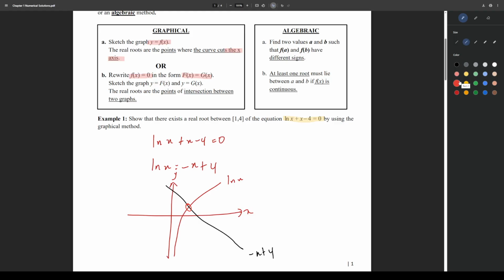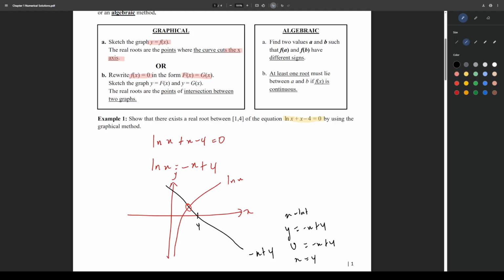Intersection tu lah tempat dia solution, the solution for the equation. Equation kamu cari ni, ln x plus x minus 4. Okay. So kamu tahu dekat sini. Alright. So macam mana kamu tahu ada real root between 1 and 4? Sini kamu guna intercept lah. Okay. So untuk function negative x plus 4, kamu tahu x intercept dia dekat 4. Kamu cari x intercept, is when y equals 0, so 0 equals to negative x plus 4, so you have x equals to 4.